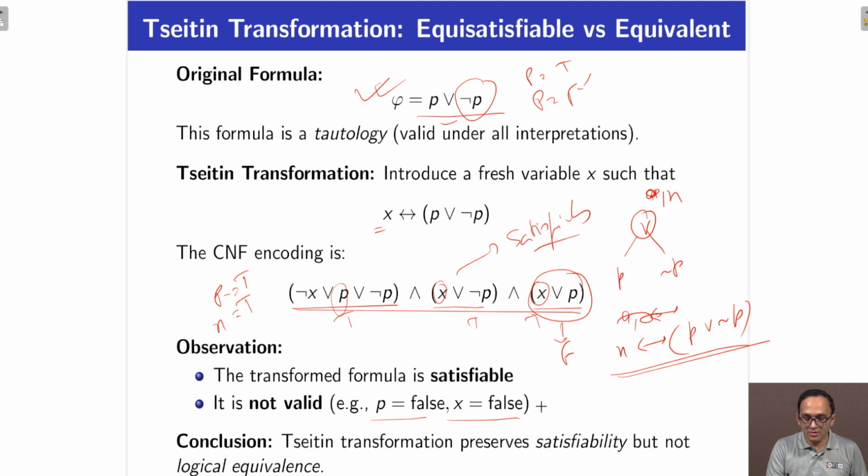So, the entire formula is false. So, this is not valid, right. So, that means they are not equivalent. So, there is one interpretation under which this formula is false, but the original formula is true for all interpretations. So, this effectively shows that Tseitin transformation won't generate an equivalent formula in CNF.